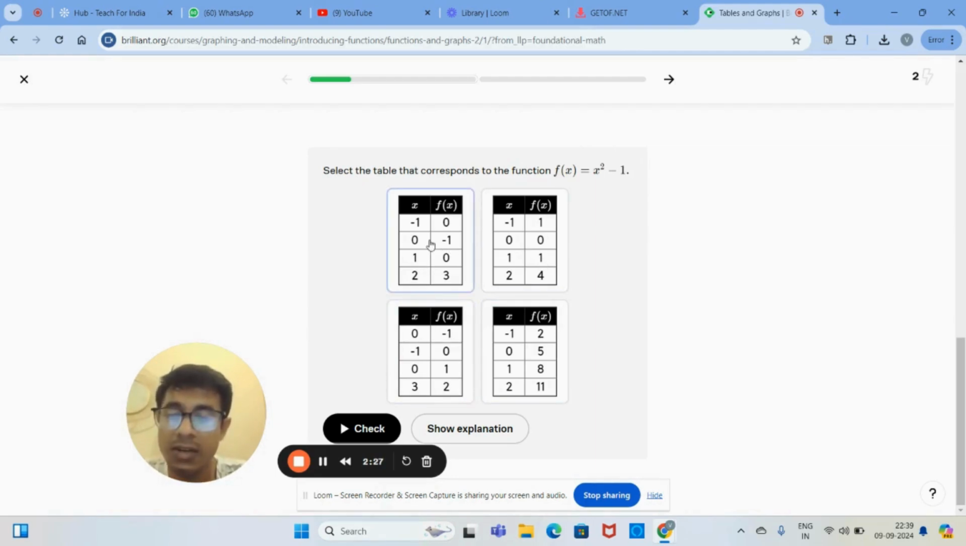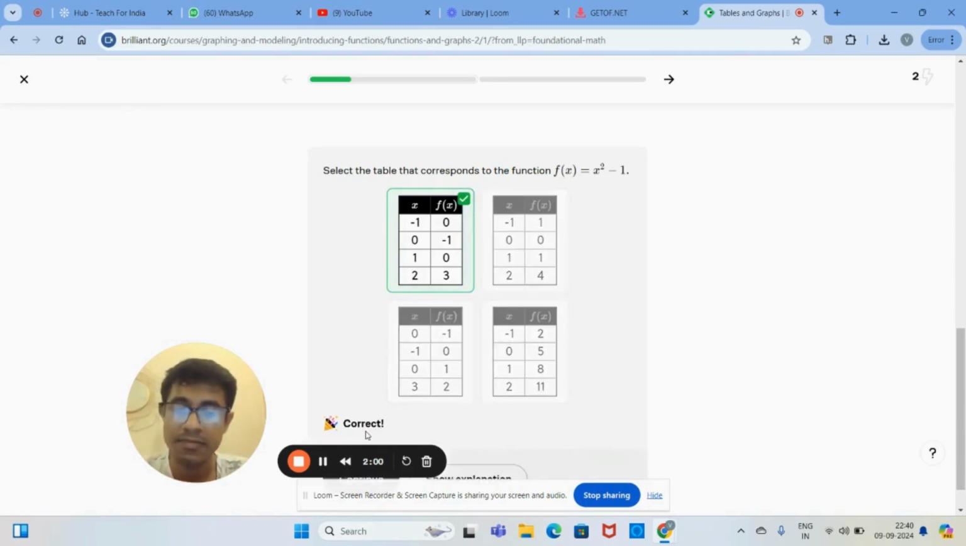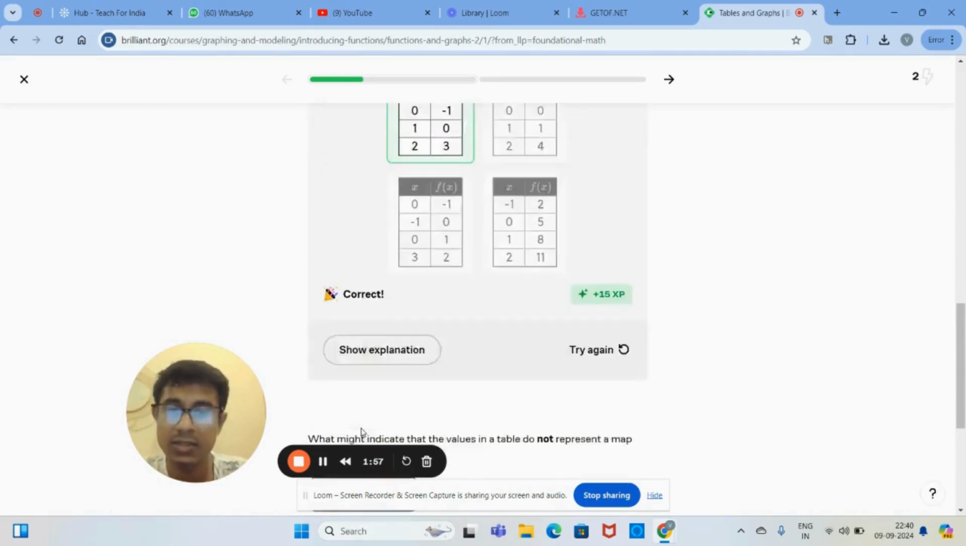If we check the first one here, the input is minus 1; minus 1 square is 1, 1 minus 1 is 0. So yeah, this first row matches. If we put 0, then it's minus 1. If we put 1, it's 0. If we put 2, 2 square is 4, minus 1 is 3. So I can see the first one matches. And it says select the table, so I'm considering that there is just one correct option over here. I'll go ahead and check if this is correct. That's correct. So let's move on.